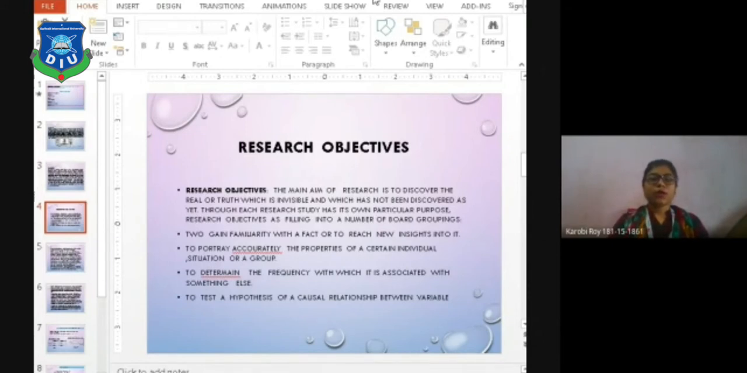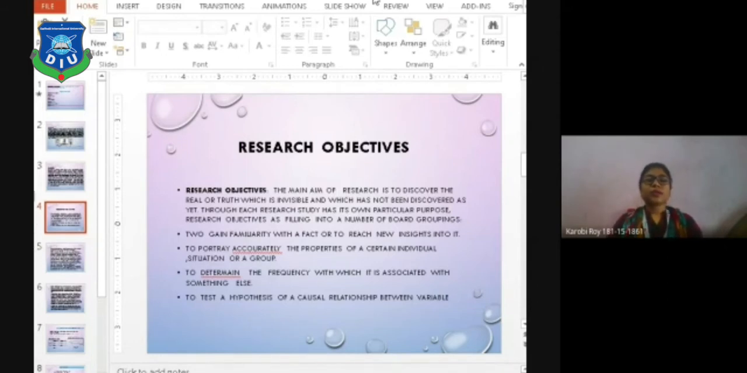My ID is 181151861. Now I will discuss the research objective. Firstly, I want to say what a research objective is. The research objective is the main aim of the research, which is to discover the truth that is invisible and not yet discovered. Each research study has its own particular purpose.